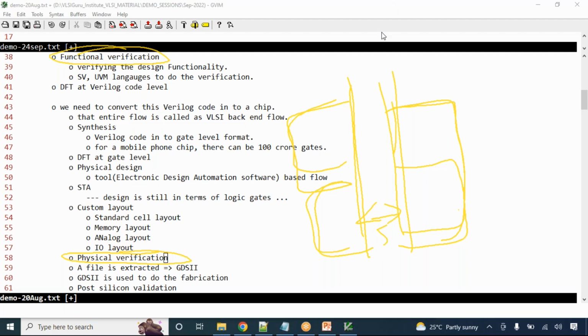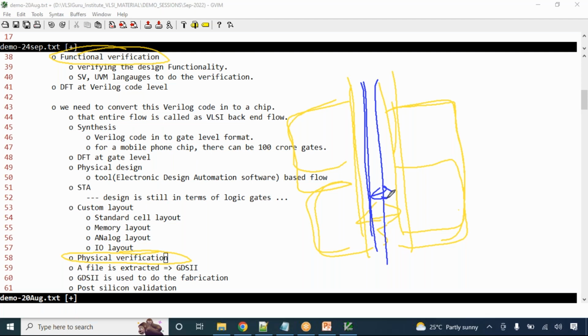Imagine a scenario where this passage was only 1 feet. What happened during the construction? The mestri didn't notice. He constructed two walls with only 1 feet of distance. Would it be correct? It's not correct, right? So this kind of checking of basic rules is what we call physical verification.